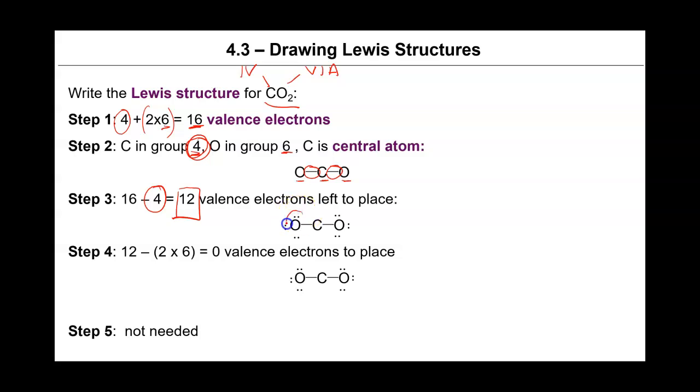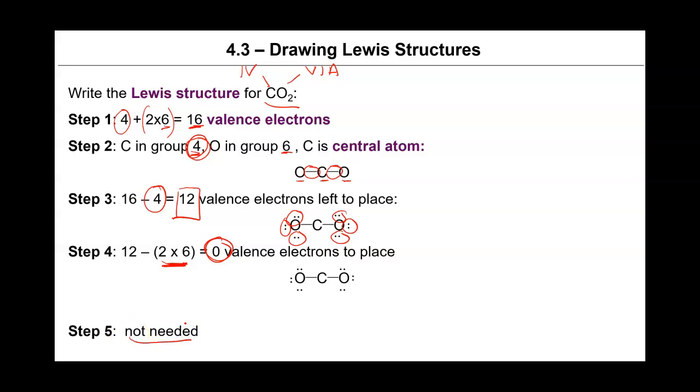Step 4 is to complete the octets of our outer atoms with lone pairs. So we're going to put 6 electrons on each of our 2 oxygen atoms. And that's going to consume all of our remaining electrons. So step 5 is to replace any leftover electrons on our central atom, but we don't have any leftover electrons, so step 5 is not needed.